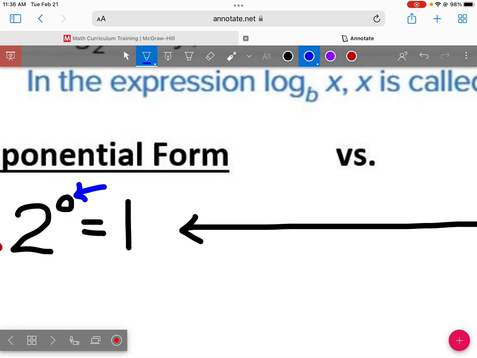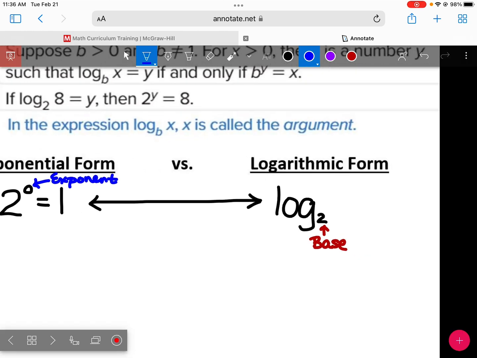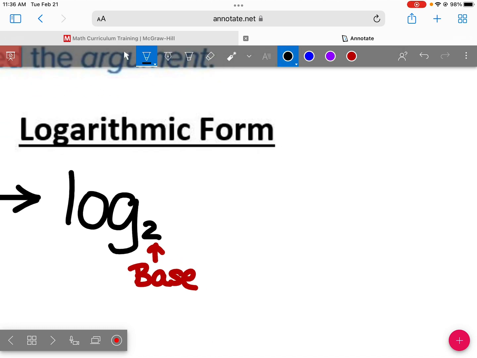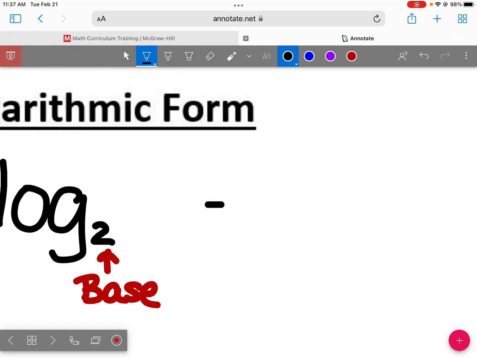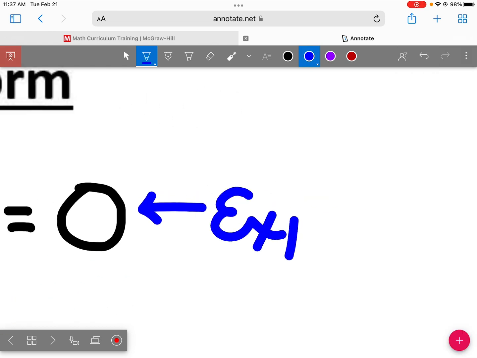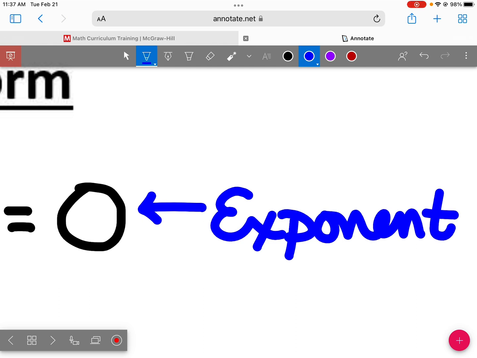Where does the exponent go? In my exponential form, the exponent is up here. In logarithmic form, where does the exponent go? After the equal sign. This is the exponent. Remember, logarithms are used to isolate exponents, to get them alone on one side. So the only thing on that side of the equal sign is the exponent.